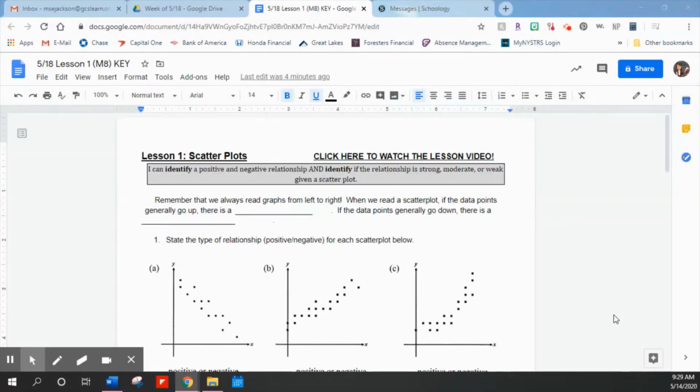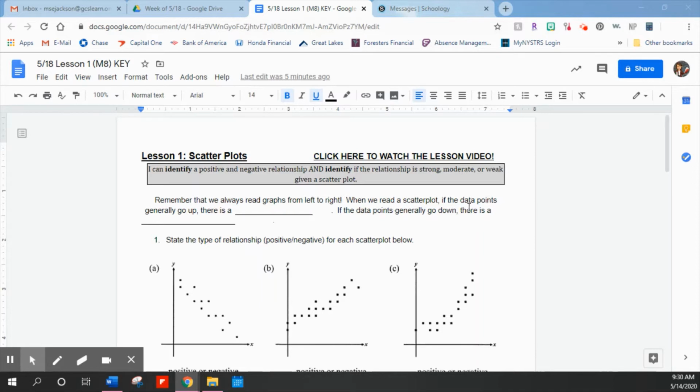Lesson 1, Scatterplots. Your learning target for today is I can identify a positive and negative relationship and identify if the relationship is strong, moderate, or weak, given a scatter plot. We've actually done this before, so hopefully today's lesson will be nice and simple. Remember that we always read graphs from left to right.